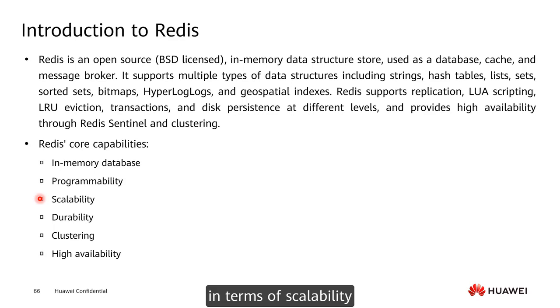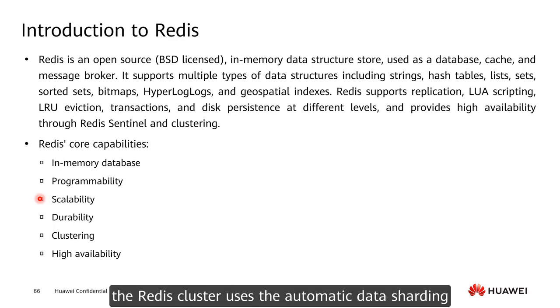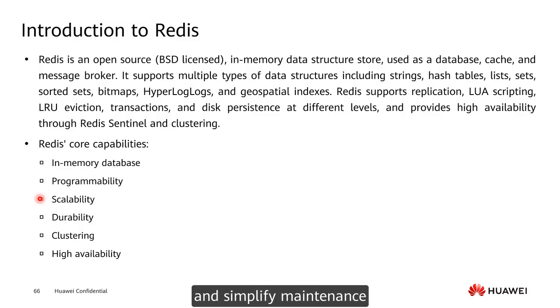In terms of scalability, the Redis cluster uses automatic data sharding technology to distribute data to multiple nodes, easily coping with the rapid growth of data volume and access traffic, achieving horizontal expansion, and simplifying maintenance.